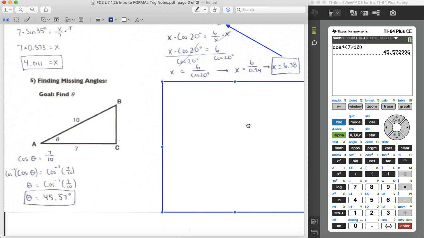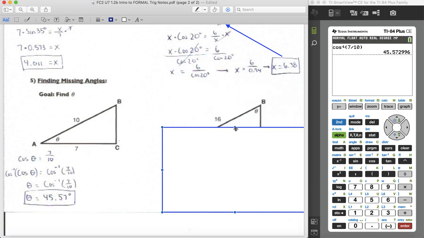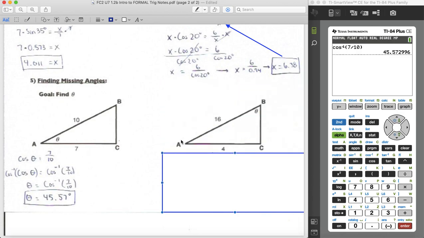All right, now let's practice with another one. So we've got A, B, C. They give us theta in a different location. Pay close attention. And we're given the side length of 4 and a side length of 16. With respect to the angle, where is 4 located and where is 16 located? Well, 16 is across from the right angle, so 16 is the hypotenuse. 4 is directly opposite of theta, so 4 is opposite. So we've got opposite and hypotenuse.